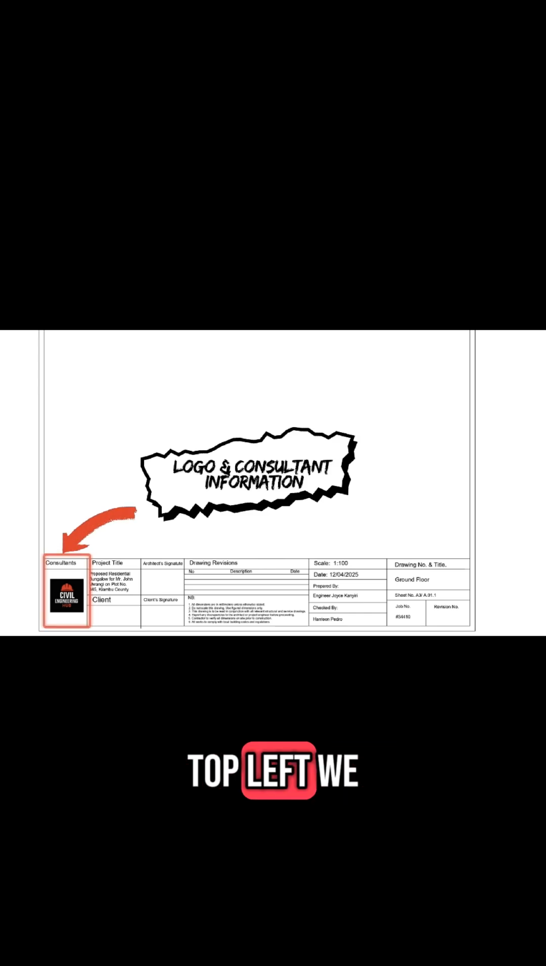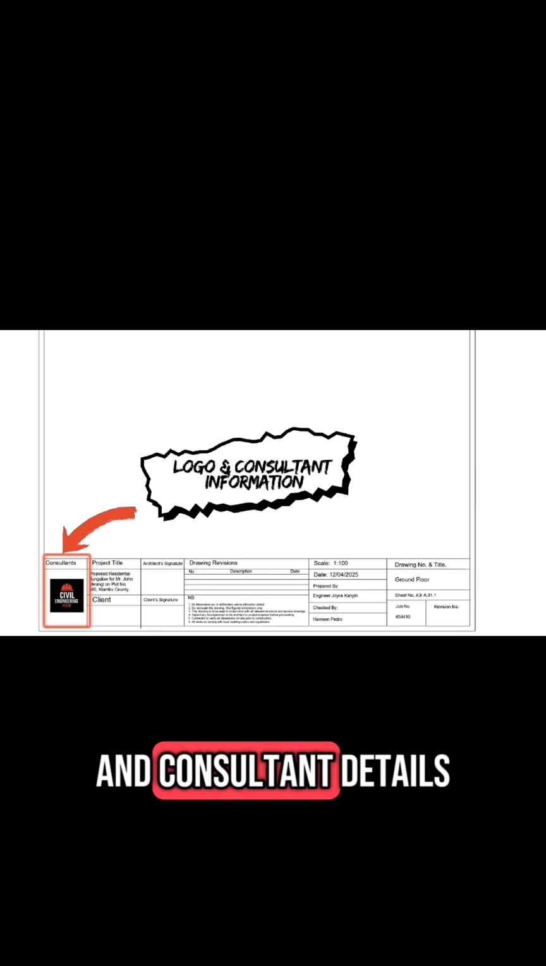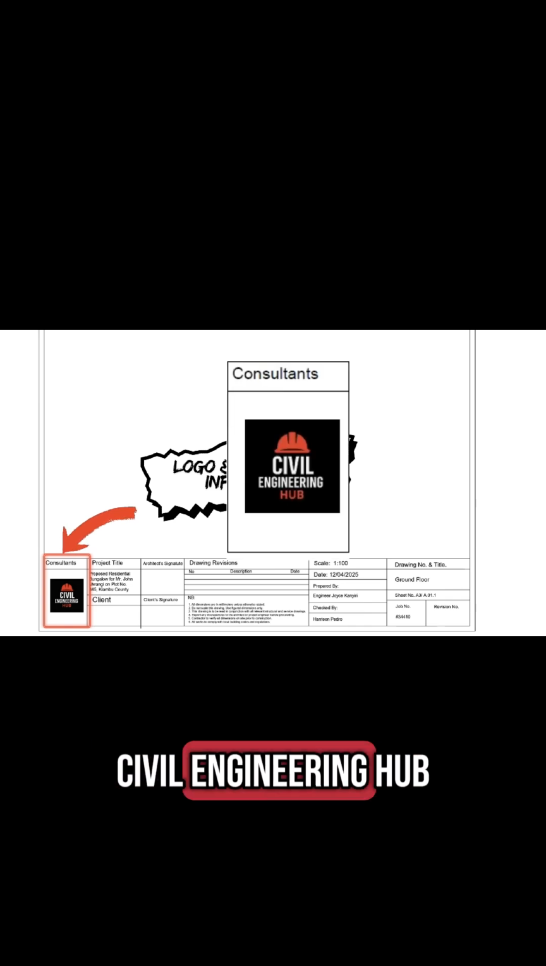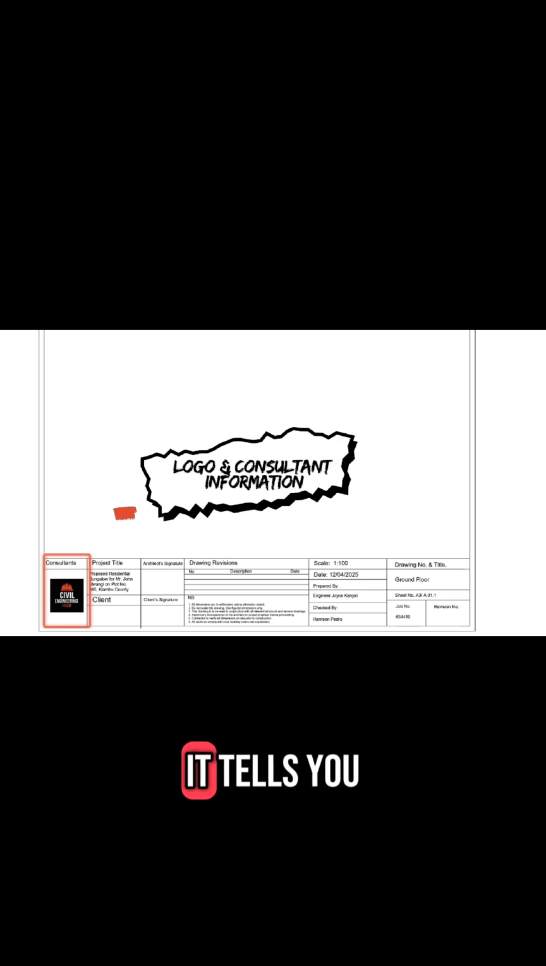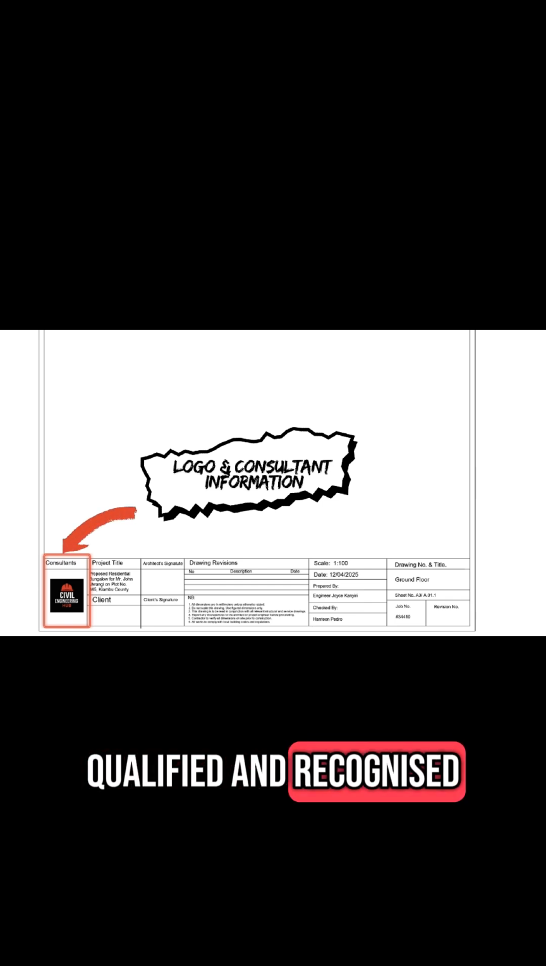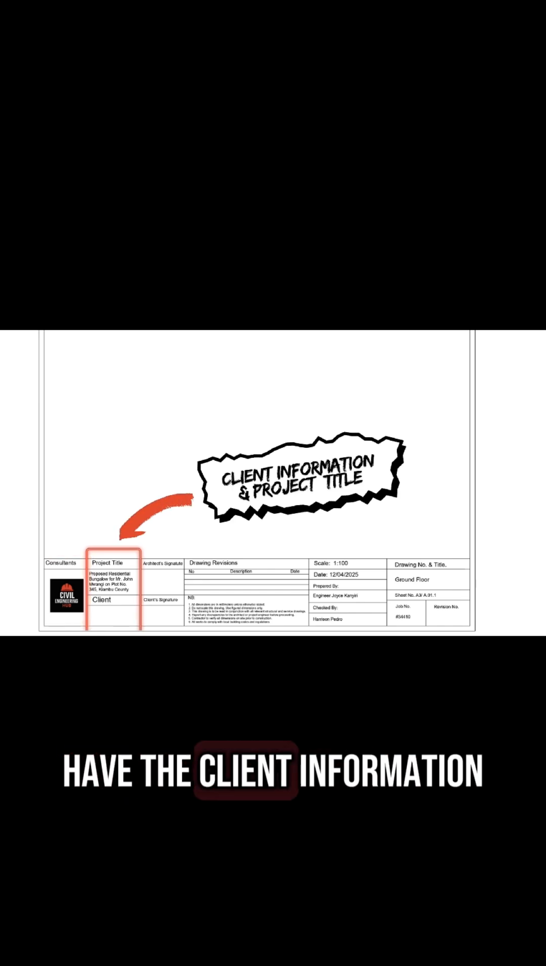Starting at the top left, we have the logo and consultant's details. This shows the company or the individual who prepared the drawing. In our case, it's done by Civil Engineering Hub. This matters because it tells you who is responsible for the design, and it should always be someone qualified and recognized. Just next, we have the client information.